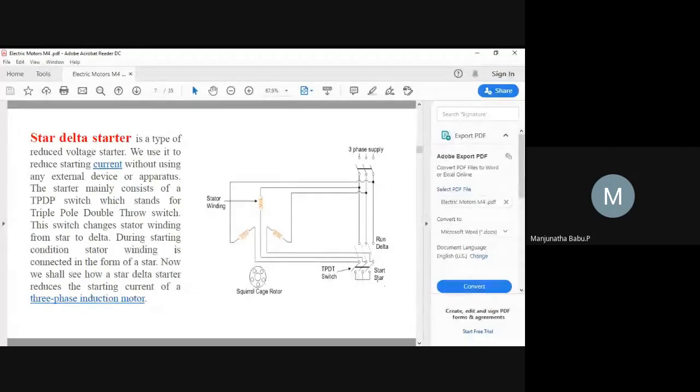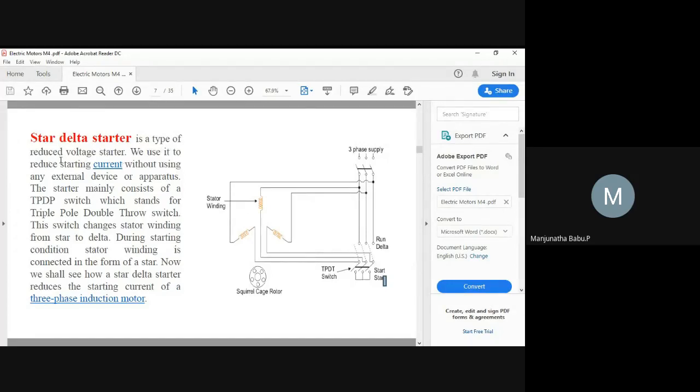Once the motor has been started, this switch will be switched to the delta connection. So that's how the connection will be made in case of star delta. During running, it runs in delta connection. So during starting, what happens? Your voltage gets reduced. When it is star connection, the voltage gets reduced. In delta connection, the current gets reduced. So this is the construction of a star delta starter. That's what the explanation here has been given.